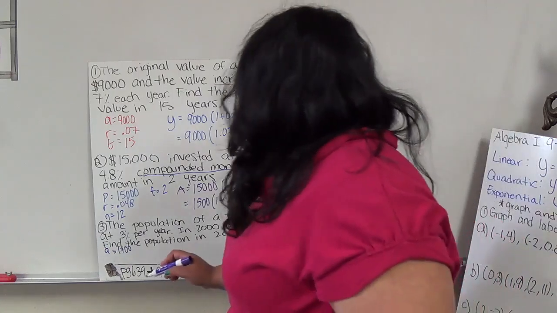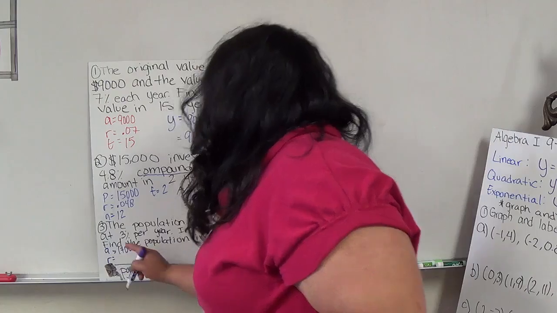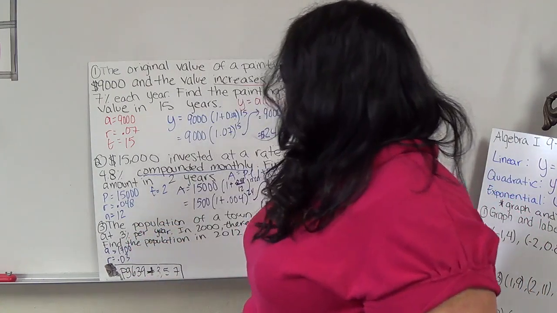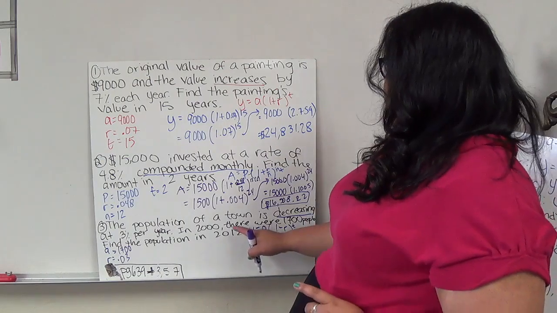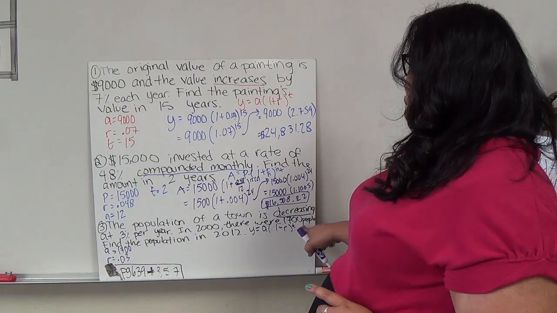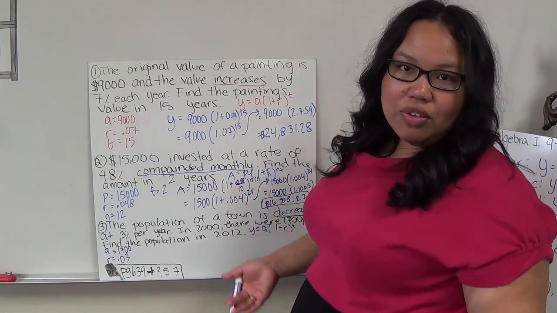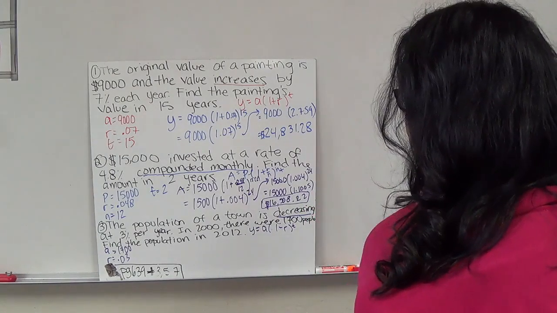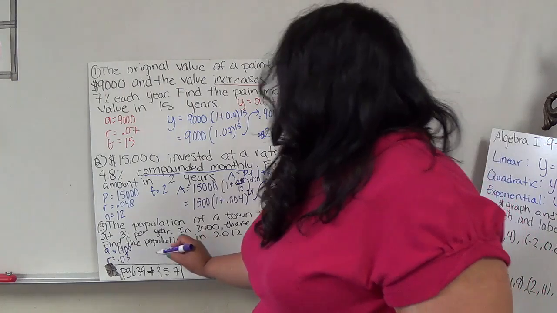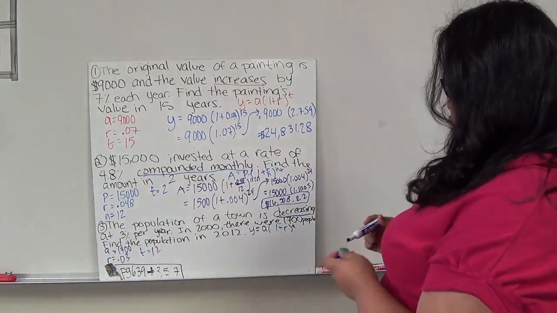So my rate of decrease is 3%. I'm going to divide that by 100, so it's going to give me 0.03. In 2000 is when this number was given. So it wants you to find the population in 2012. Now, it doesn't tell me how many years, but we can do the math. From 2000 to 2012, that's 12 years. So we want to find what the population is going to be like in 12 years.